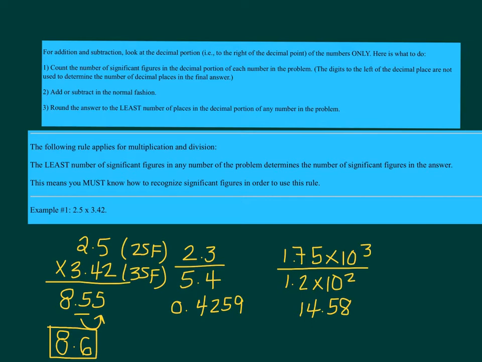And the next one, 2.3 divided by 5.4, they both have two significant figures. So I don't have to decide here. Just means my answer can only have two significant figures. So that's to the 2. I look to the right, it's 5. I have to round up, so it's going to be 0.43 for my final answer.